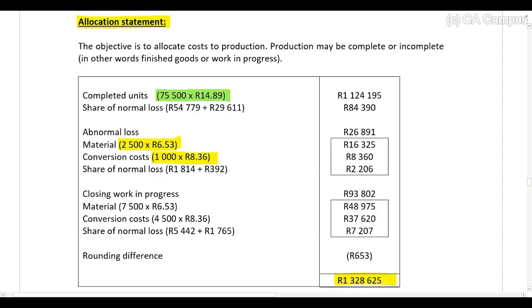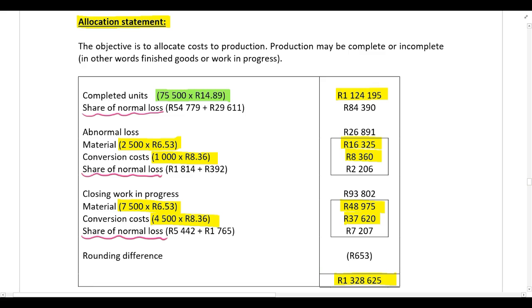There's my abnormal loss. There's my closing work in process. So what I'm going to do to keep track of everything that I've highlighted, we've done those calculations. Okay. So which ones have we not done? This share of normal loss, share of normal loss, share of normal loss.